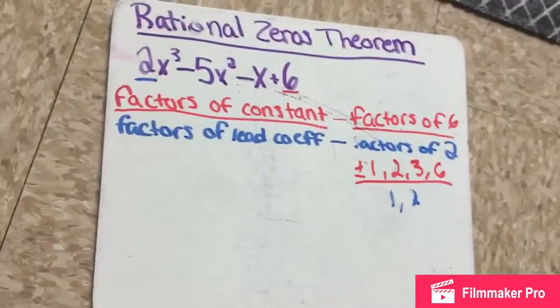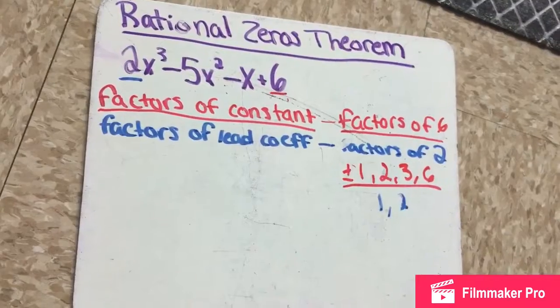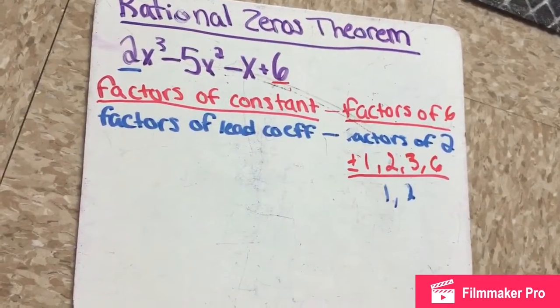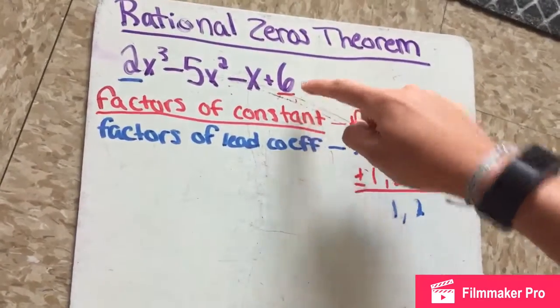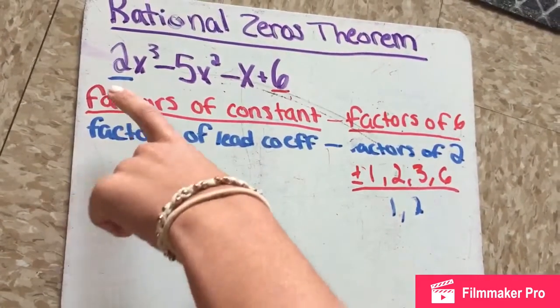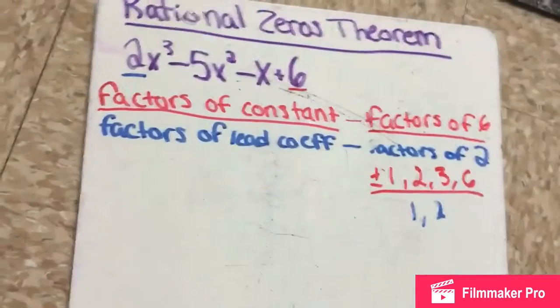So today we will be teaching you about the rational zeros theorem, which is used to solve polynomials that look like this. So the formula you have to use to find your possible zeros is the factors of the constant, which in this case is 6, and factors of the leading coefficient, which is the first rational number on the first exponent.